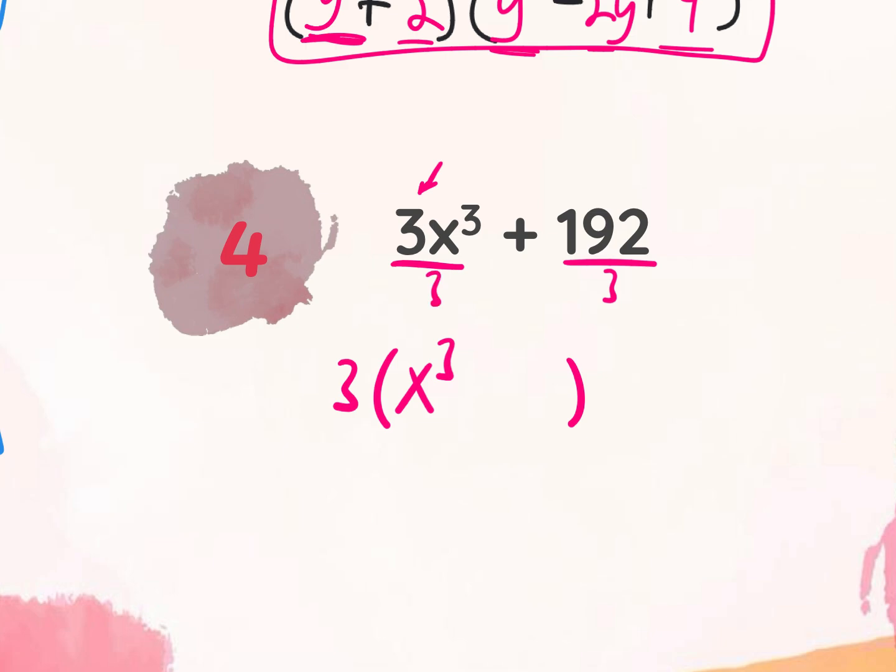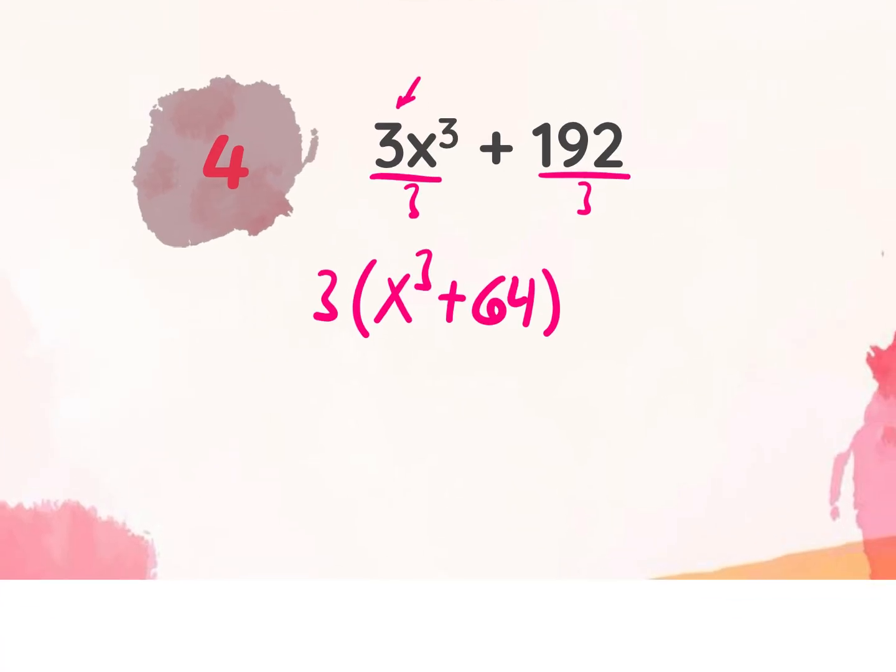What did we get for the second term? Good, okay. When you actually do your division, you should get 64. Now look at x to the third and look at 64. Are those perfect cubes now? Yes, they are. So that means you can do your same rule. This is going to be 3, and then set up your parentheses. Do the SOAP: same, opposite, always plus.